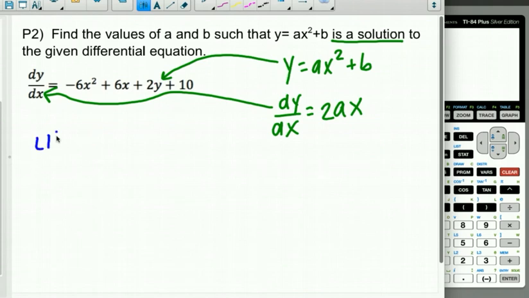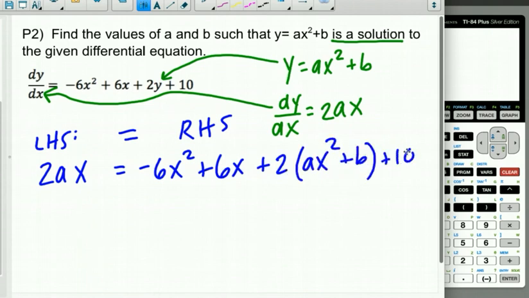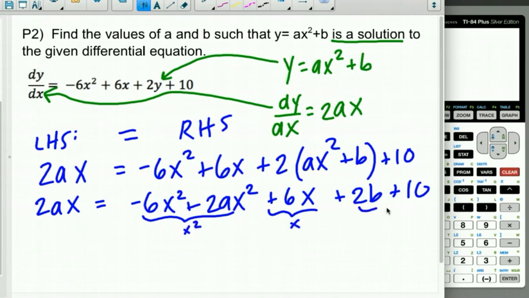So I know that on the left-hand side, I have 2ax, and that's going to equal, on the right-hand side, a negative 6x squared plus 6x plus 2 times what the y expression was, plus 10. So let's walk through and see what we know. So 2ax equals a negative 6x squared plus, I'm going to go ahead and put this up here because this is also an x squared, so a 2ax squared. Those are my x squared terms. Plus a 6x plus a 2b plus a 10. So these are my x squared terms, these are my x terms, and this is my number.